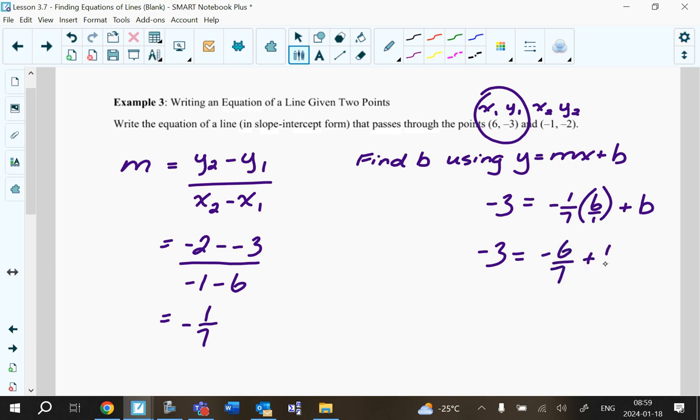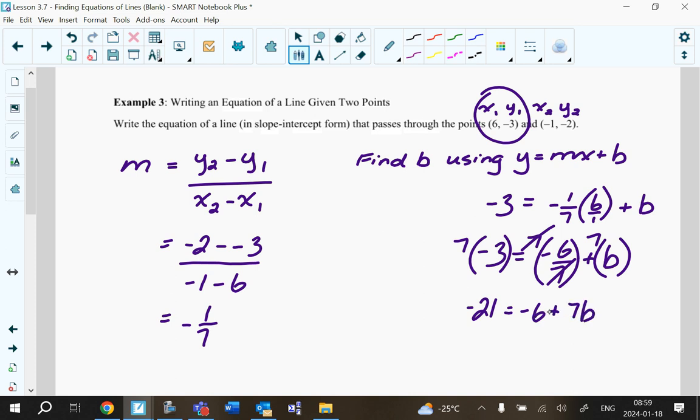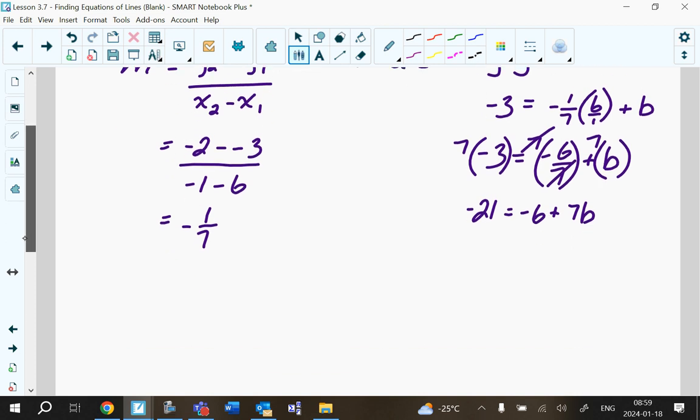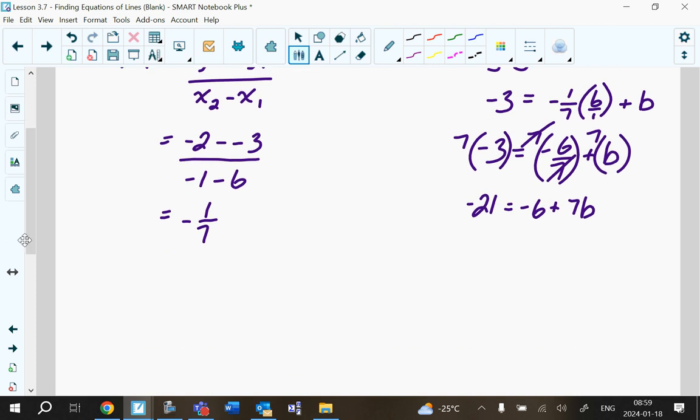Times everything by 7. So in this term, the times 7 divide 7 will disappear. So I'm left with -21 is equal to -6 plus 7b. Add 6 to both sides, take it over there. So I get -15 is equal to 7b. Divide both sides by 7, and I get -15 over 7 is equal to b.